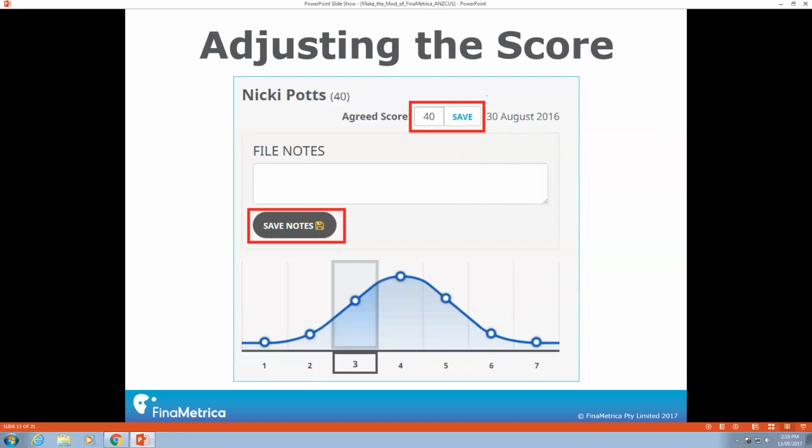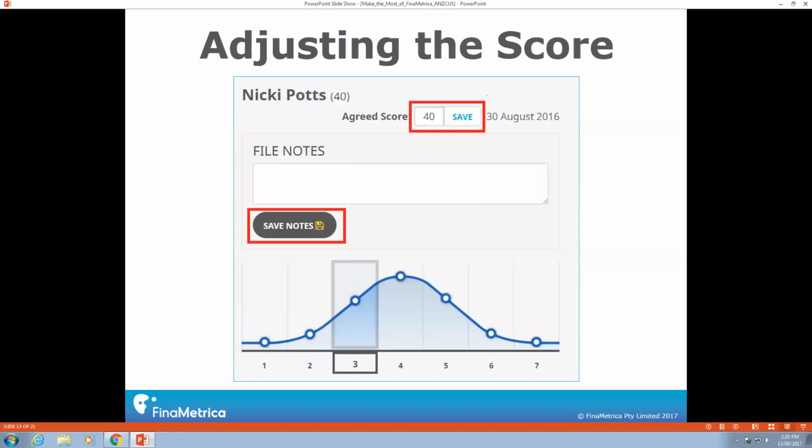Where the client and you feel that an adjusted score is required due to the differences, then an agreed score can be entered. Again, by clicking on Save, you can then change the 40 here to the appropriate agreed score, add a file note indicating why you and the client had decided to adjust the score, save the notes by clicking the Save Notes button, and this will then save the note in the system to be used for the portfolio gap analysis section, where we make the link from risk tolerance to asset allocations.